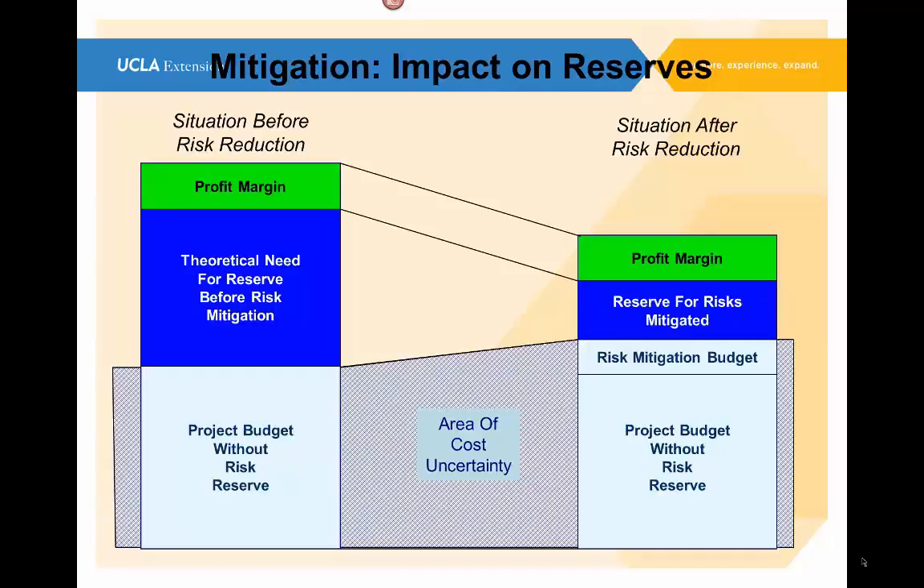This is a pretty illuminating picture. What we're really saying in this picture here is that if we look at the left side, we have the project budget without any risk reserve. This is what the should cost is. This is what the project budget is to do the work. No contingency, no fat, no reserves in there. Just what it takes to do the project.